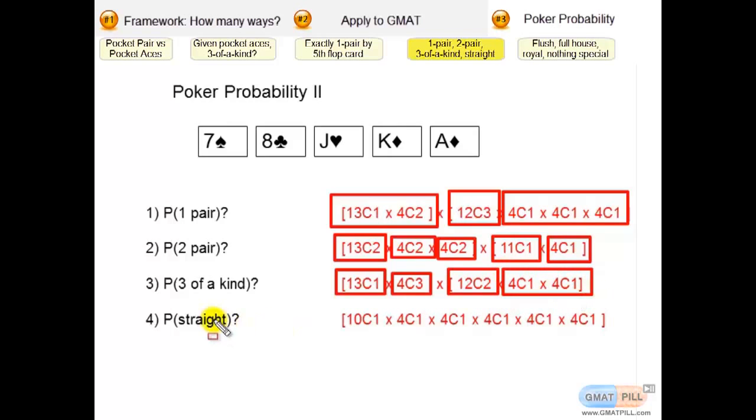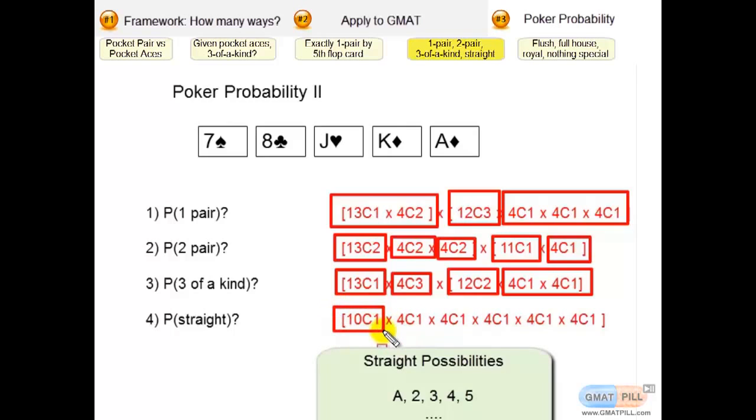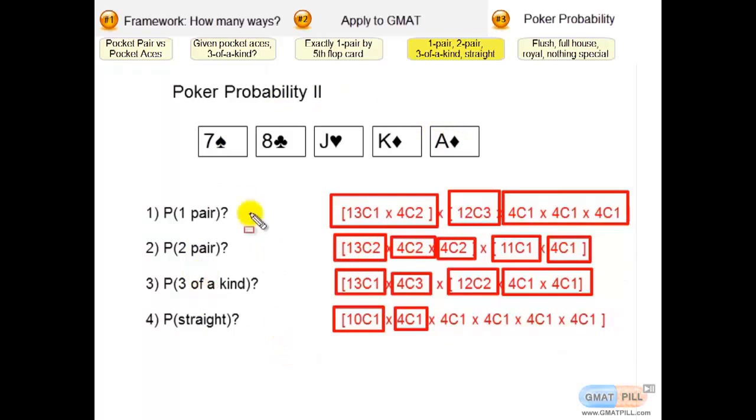And lastly, the straight, there are 10 possible straight starting values. They can start from ace, 2, 3, 4, 5, 2, 3, 4, 5, 6, 3, 4, 5, 6, 7. And the last one is 10, Jack, Queen, King, Ace. You cannot have a straight beginning with a Jack, Queen, King. Those are not possible. So there's only 10 ways to start a straight. And then there's different suit variations for each card. And there's 5 cards, so basically just times 4 to the 5th. So that's a summary of the solution for these 4 questions.